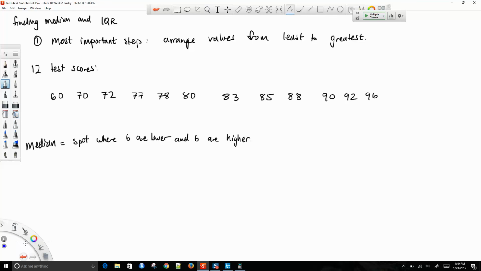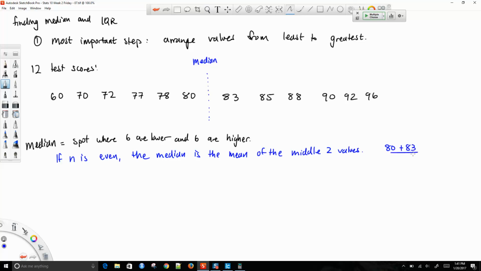So I count through here and I go 1, 2, 3, 4, 5, 6, and I draw a line. And so now I've got a line that splits the lower 6 from the upper 6. So this is going to be my median. My median goes right here. And we see that it is between two numbers, okay? So whenever you have an even number of values, so if n is even, the median is the mean of the middle two values. So in this case, our median, 80 plus 83 over 2, is 81.5. So our median is 81.5.